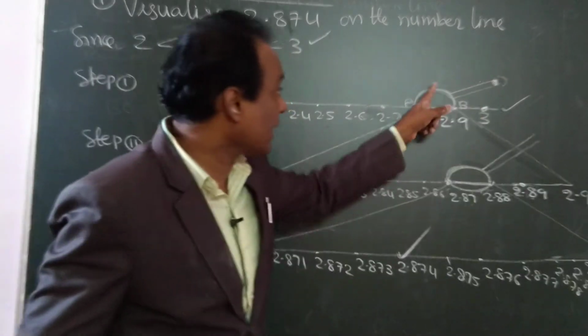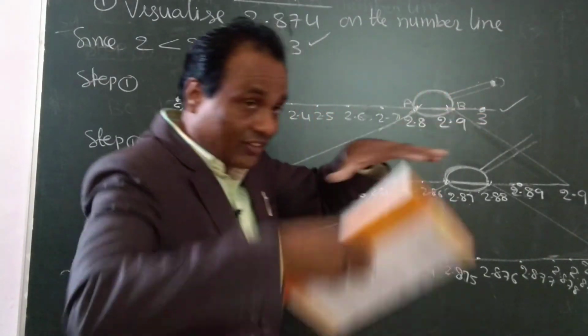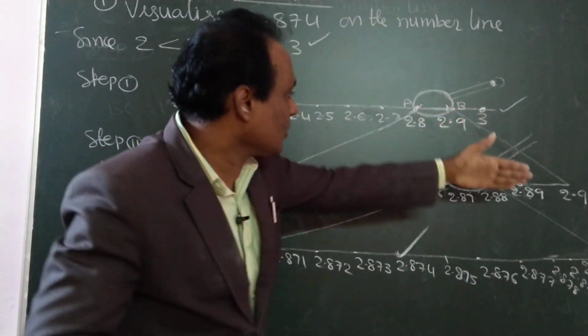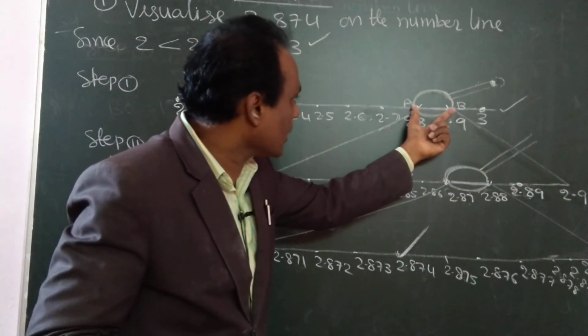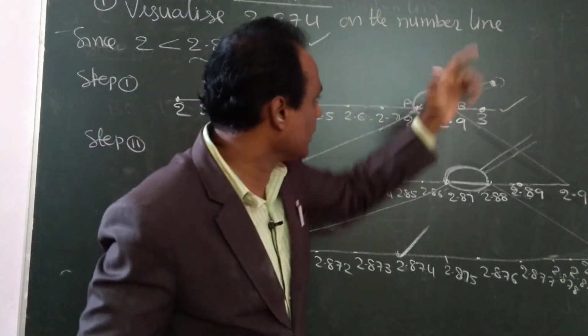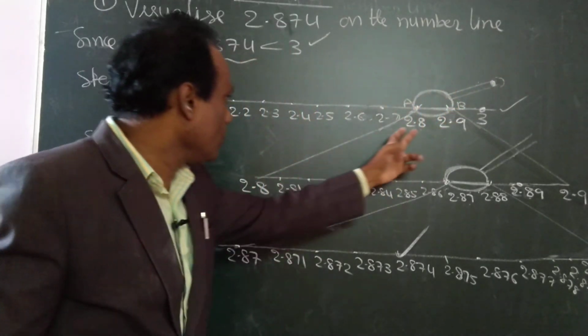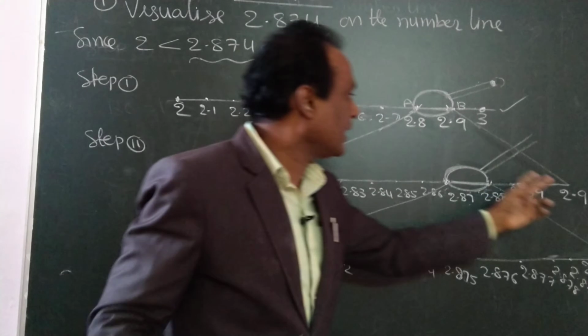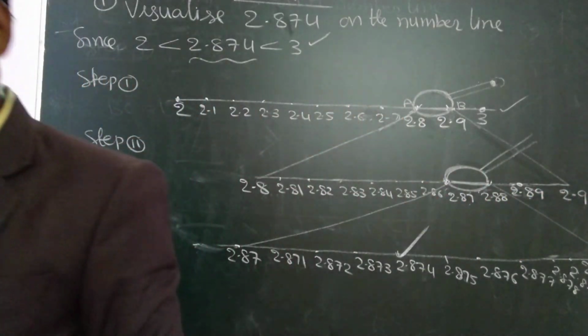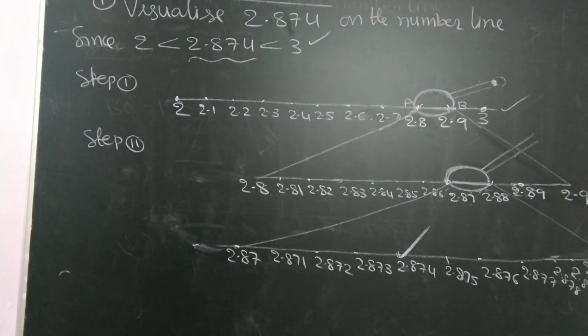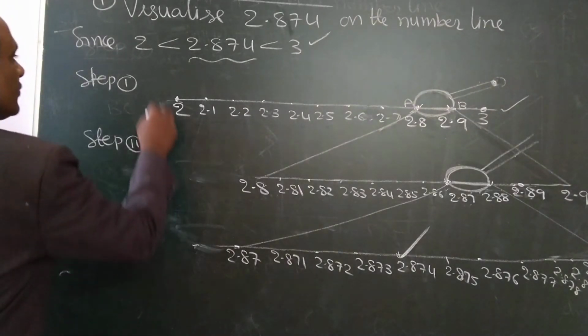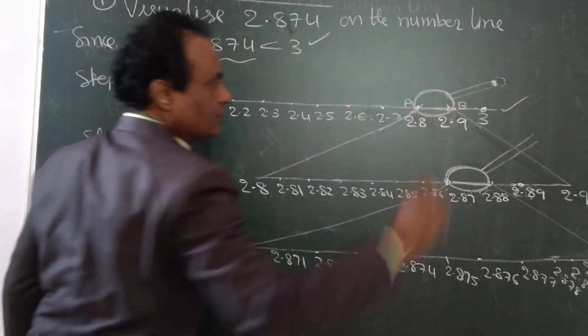And after that put a magnifier like this. We are magnifying it to see only this part. Only this part we are seeing. Remaining you remove it. Only this part I took. 2.8 I took here. 2.9 I took here. Write down step 1 and draw this diagram neatly.